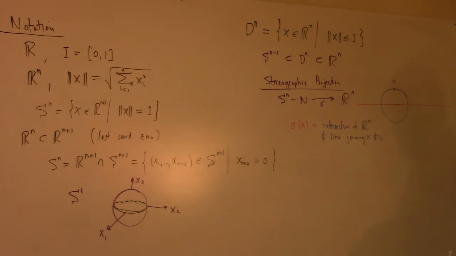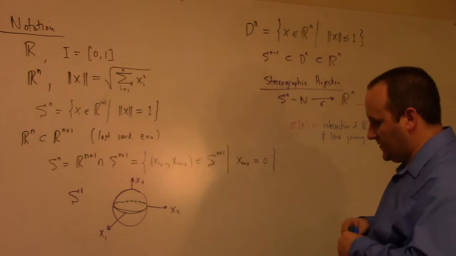Okay, so x is a point on the deleted n sphere. So x is something like, say, here. And then you take a line like that, and that is sigma of x. So what's the formula for sigma of x then?